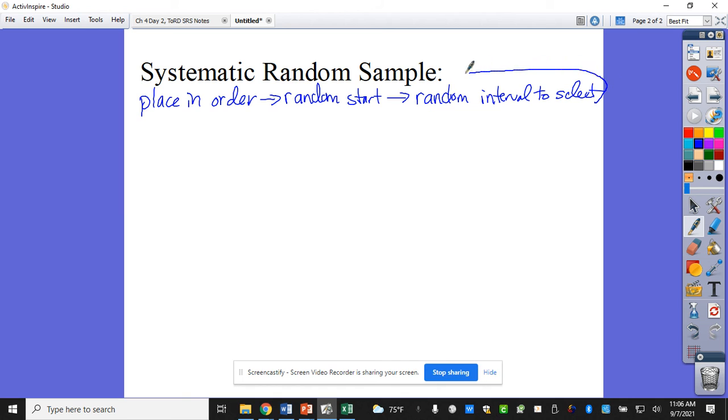And this part right here is kind of funny. Sometimes I can do this with, and I'll probably go over an example, like if there are 35 of us and I want to select 7 people, it would make more sense to pick every 5th, right? Because 35 divided by 7 is 5. So I would randomize a number 1 through 5 to see where I would start and then pick every 5th from there.